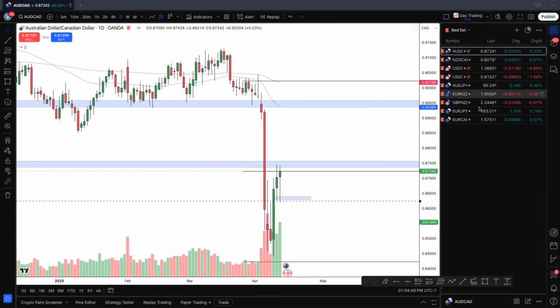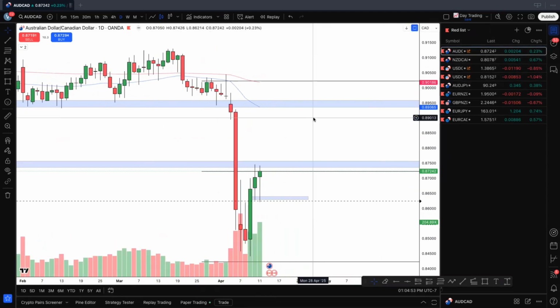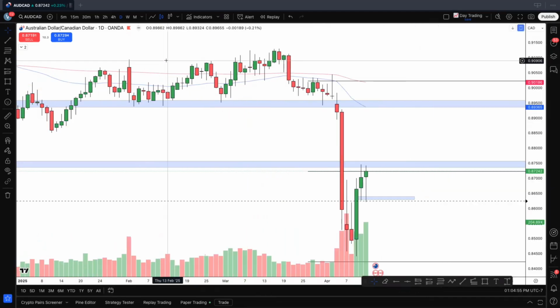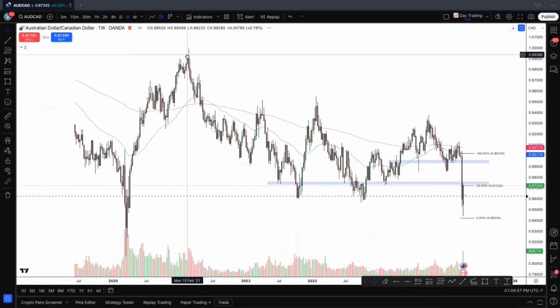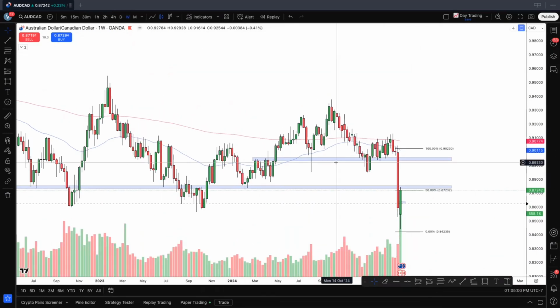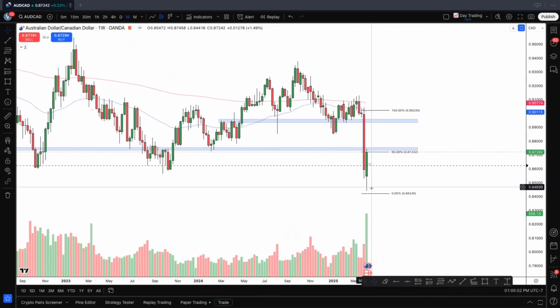This week we have a lot of pairs that we're keeping an eye on. So we're gonna start off with OddCat right here. If we start by weekly, we can see that the week before last week was a crazy bearish candle. Last week we had a bit of a retracement over here.